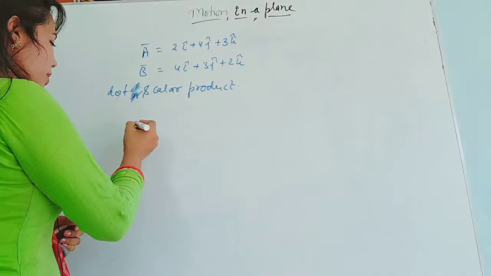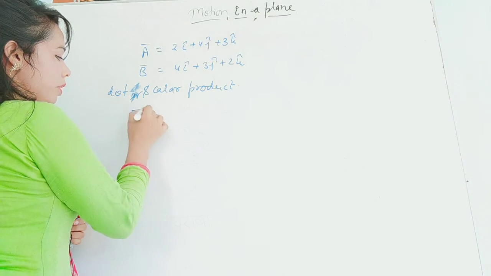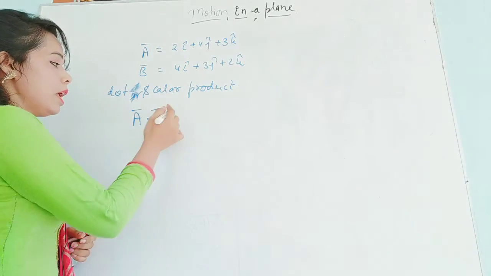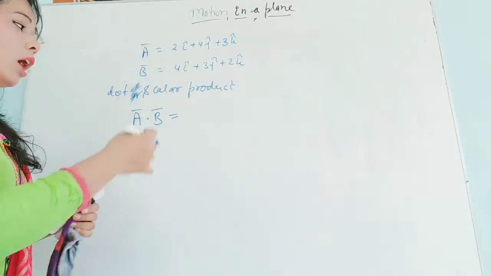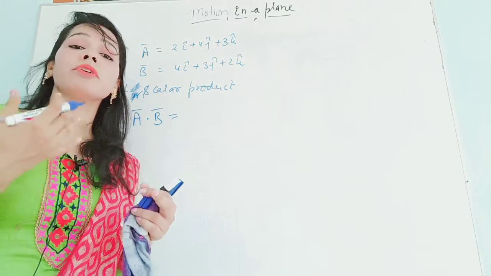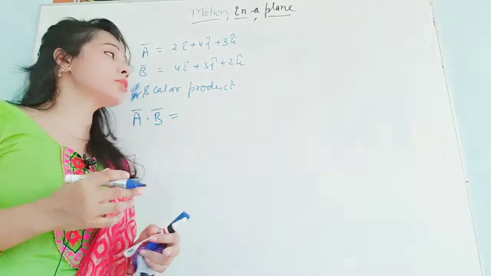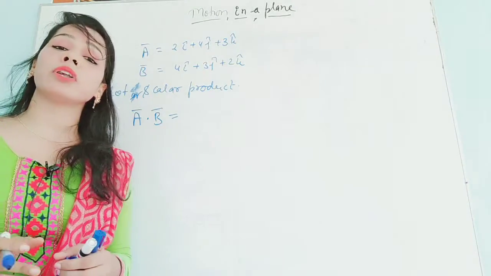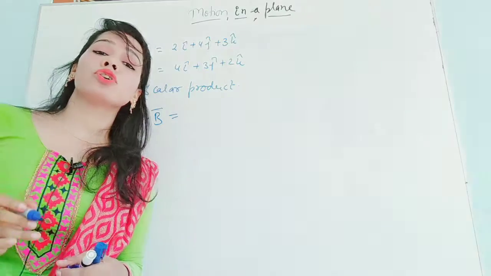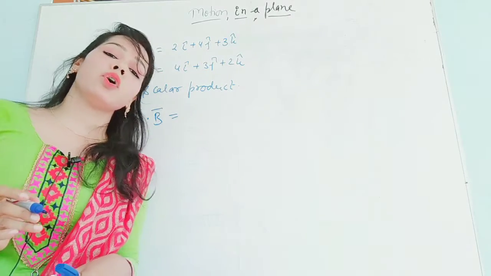Okay, so we represent the dot product by A dot B, and that is equal to a scalar quantity. By the dot product of any two vectors, we find a scalar quantity. That's why we call it scalar product. And why dot product? Because we represent it by a dot. So that's why we call it dot product.